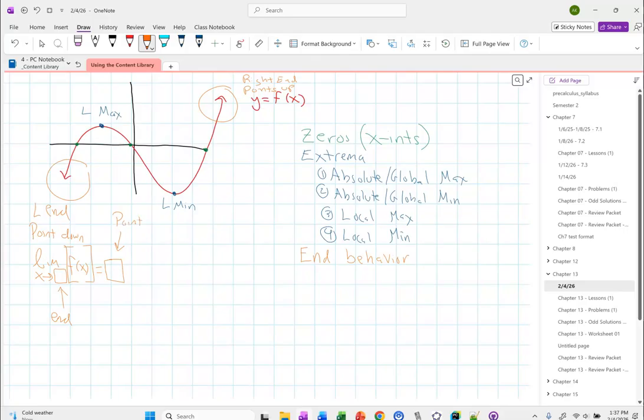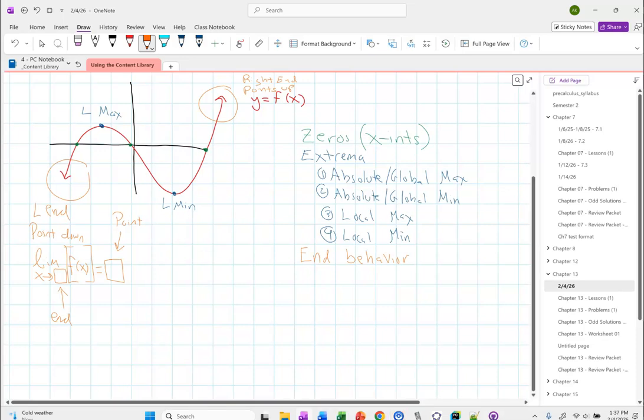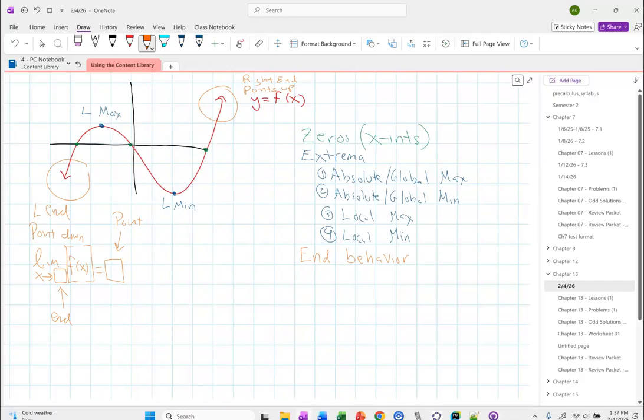So the piece associated with the x is going to represent the end of the graph that we're talking about, whether it's the left end or right end. And the box after the equal sign is going to represent the direction of the point, up or down. Does everybody feel okay there?